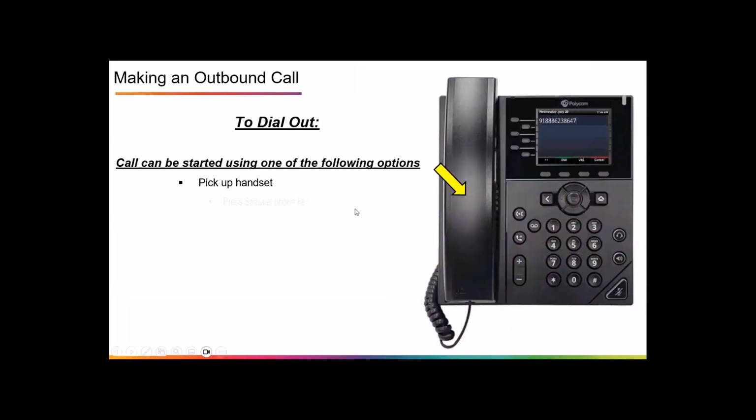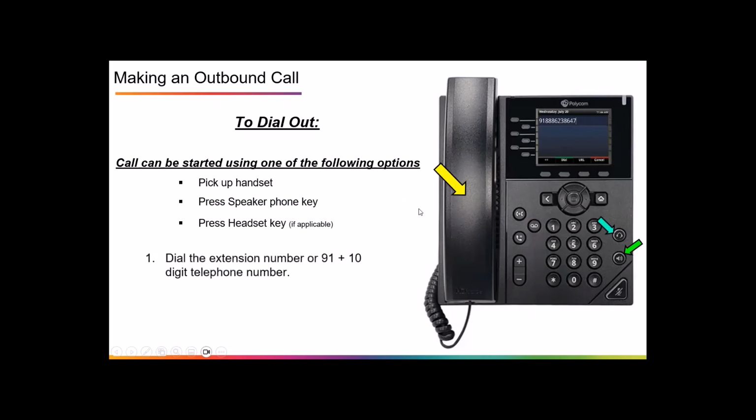Now for outbound calls, you have 3 options. Either you pick up the handset, press the speakerphone, or press the headset button. Once you have a dial tone, if it's going to be an internal call, just dial the extension, let's say extension 115, or if it's going to be an external call, make sure you dial the prefix 91 plus a 10-digit telephone number. After dialing the last digit of the extension or the phone number, make sure you press the dial soft key right there on the phone to dial out the number.